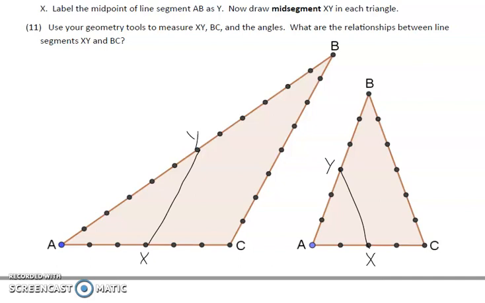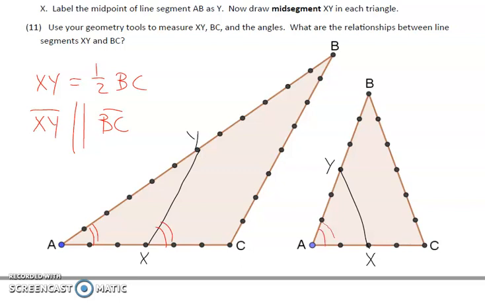So after completing the measurement, again, hopefully you found that line segment XY is half of BC. This will be compared to BC. And hopefully you found that XY and BC are parallel, because once again, those corresponding angles in both triangles are congruent to each other. Therefore, the segments have to be parallel.